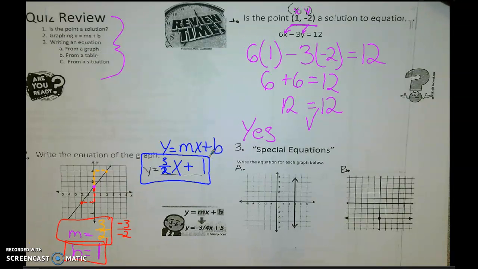Number 3, special equations. When the line is going up and down, that it is a vertical line, that is a special equation. That x equals whatever it is crossing right there. It is crossing at the 3, so x equals 3. That is the equation. Okay, now we have this line here for b. And so that one's going to be our y-intercept is negative 1, negative 2, negative 3. So y equals negative 3. That's it. That's our special equation.